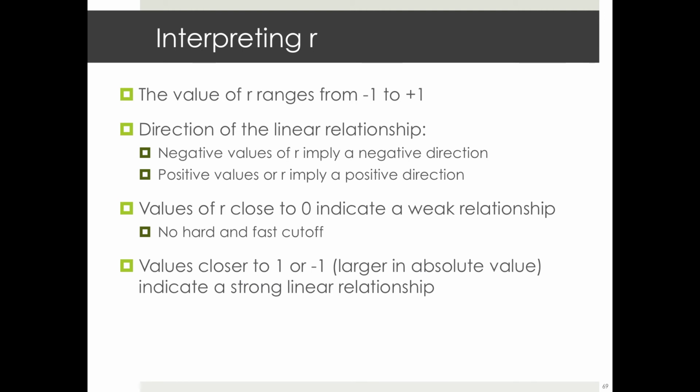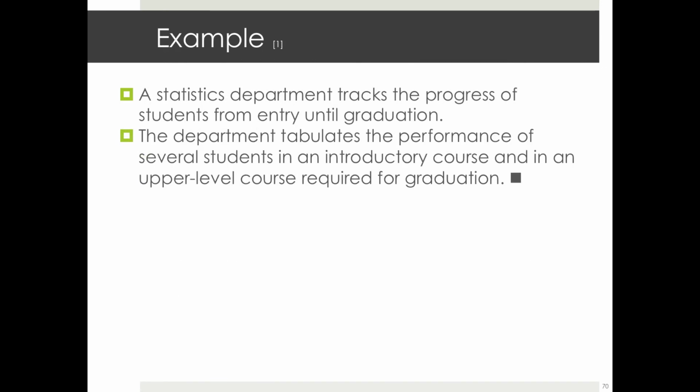This last bullet illustrates what we just said. If we want a stronger relationship, we're looking for R values that are closer to 1 or -1. In other words, they should be larger in absolute value. So let's suppose we take an example here to illustrate these ideas.